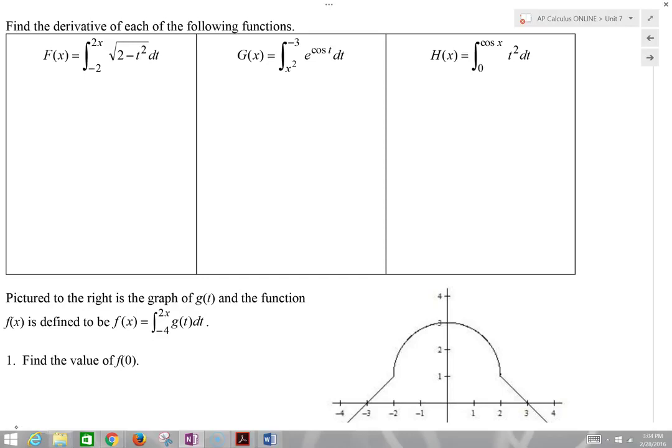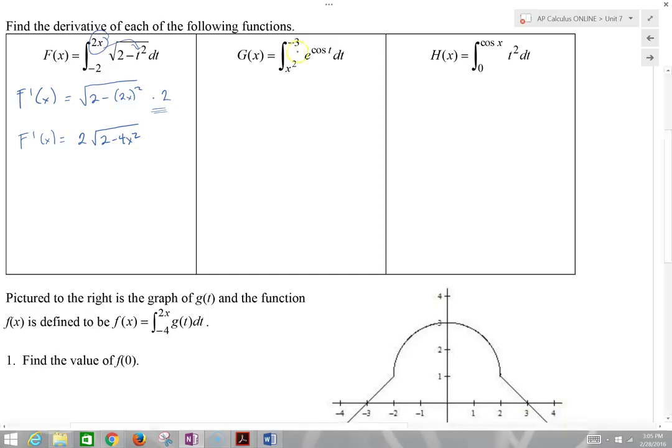Let's try it again. Why don't you guys give these a try? E to the cosine t. Why don't you try the first one, and then we'll check our answers, and then we'll come back to the second. So pause the video right now. Alright, so you plug 2x in for the t, simplify, make sure you multiply by the derivative of 2x, and you end up with 2 times the square root of 2 minus 4x squared. I'm going to go ahead and work through this one, but if you want to try it on your own, pause it now and check your answer.